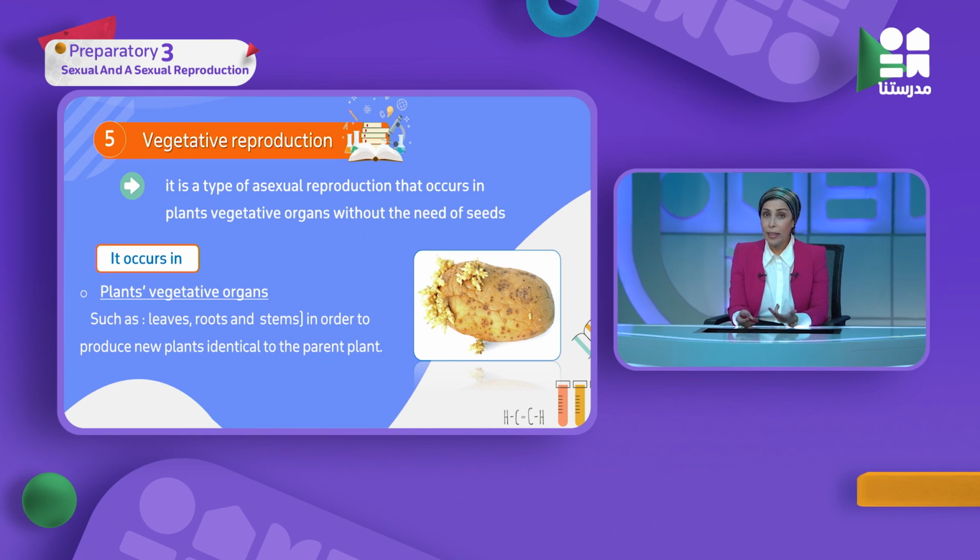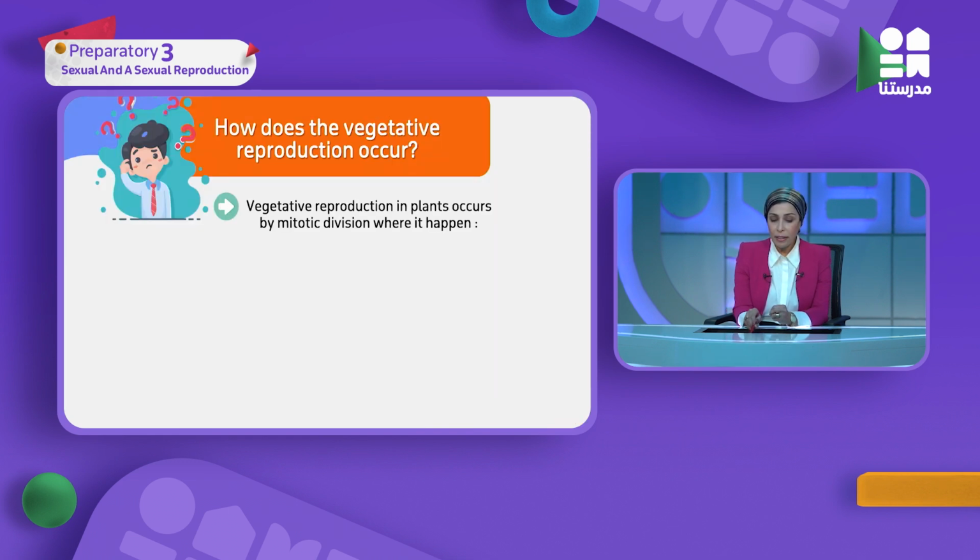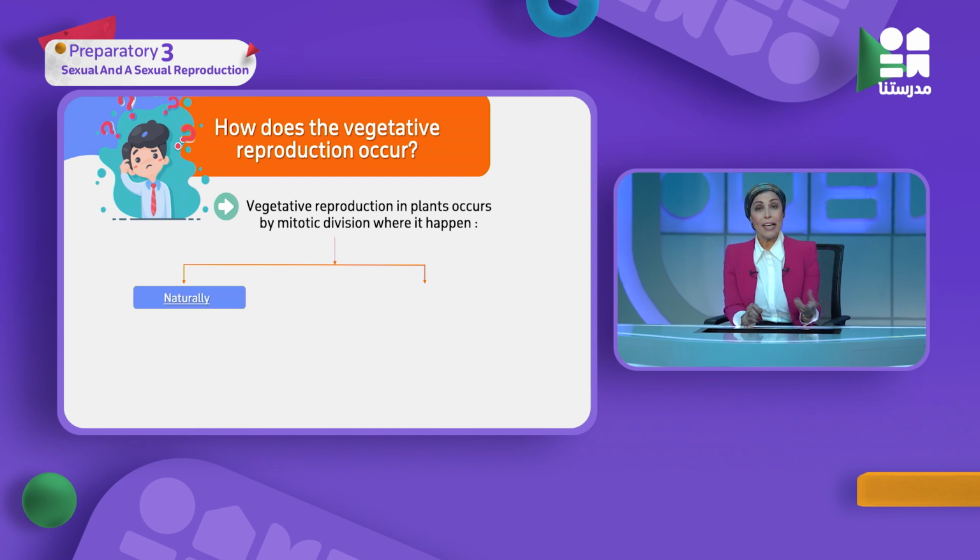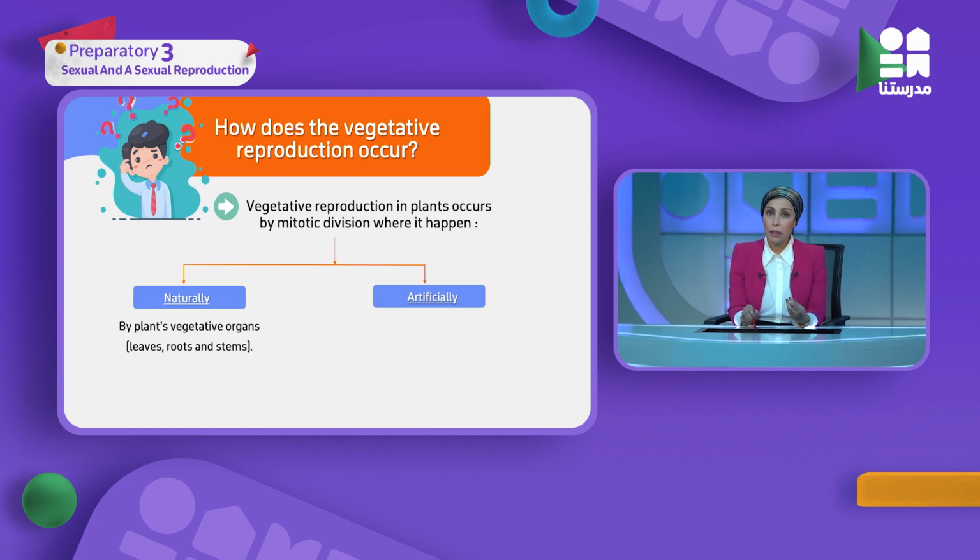طيب it produces a new individual. طيب what about the shape بتاعها؟ Identical and similar to their parents because it undergoes mitotic division. طيب how does vegetative reproduction ده بيحصل ازاي؟ يا اما naturally يا اما artificially as I said before. طب naturally ازاي؟ ان part من الليفز او من الفروتس او من الستامز او من الروت او من الليف بتعمل ايه؟ بتبروديوس another plant، يبقى عملت بالناتشرال.